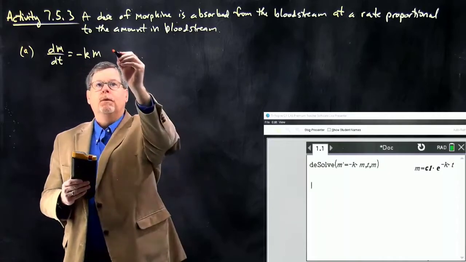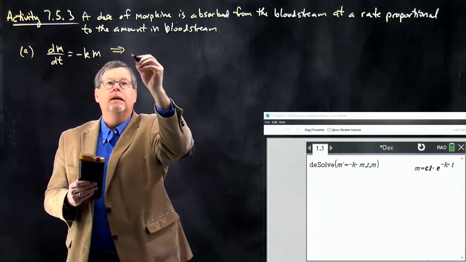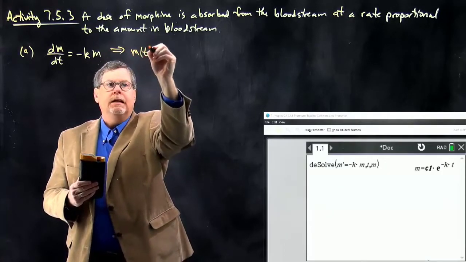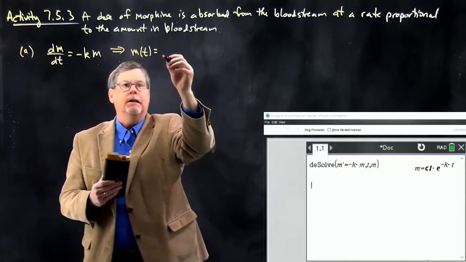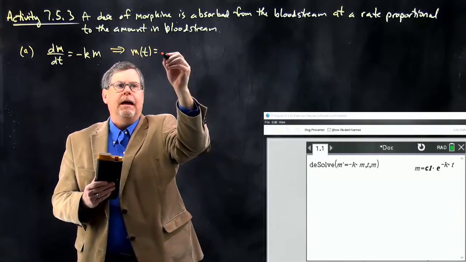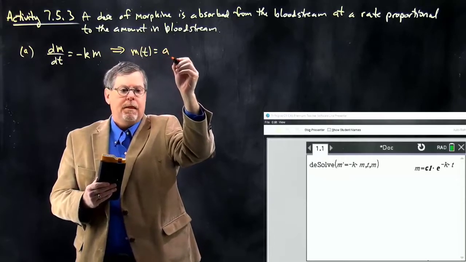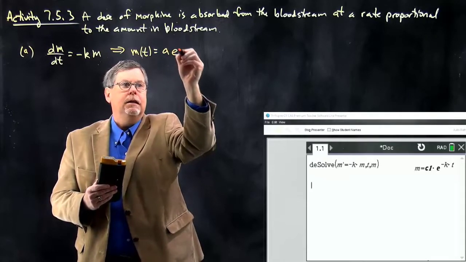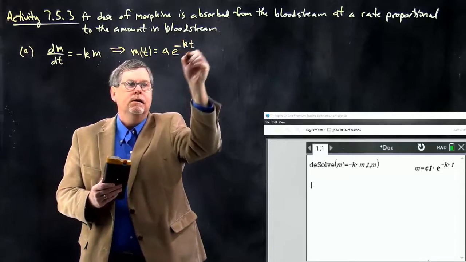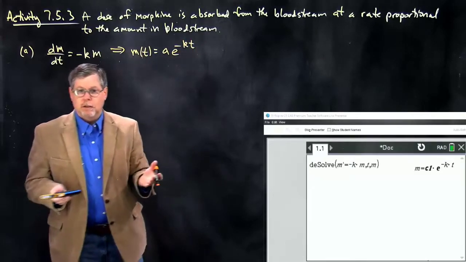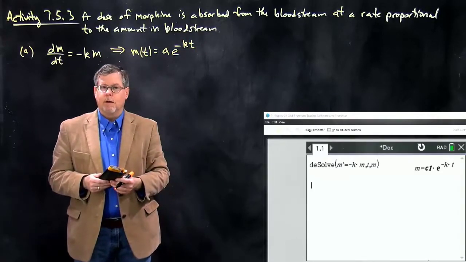So what this says is that the amount of morphine as a function of time is going to be some constant, I'm going to use A, times e to the minus kt. Okay, so there's my solution to the differential equation.